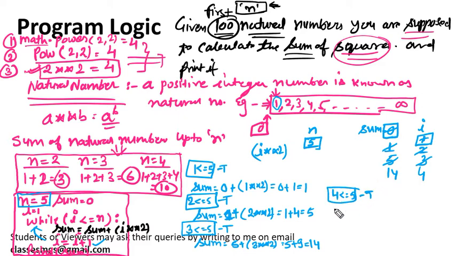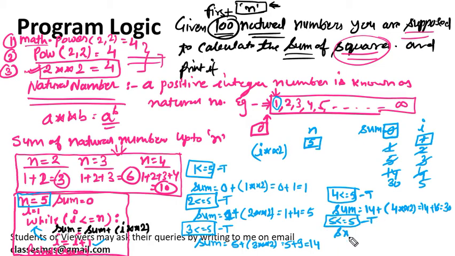Now 4 is less than or equal to 5, condition again true. Now we will execute this line again, sum equals 14 plus I value, which is 4, 4 star 2, that means 14 plus 16, that will be 30. So sum value becomes 30 now. Now I value incremented again, it will become 5, 5 is less than or equal to 5, condition again true.